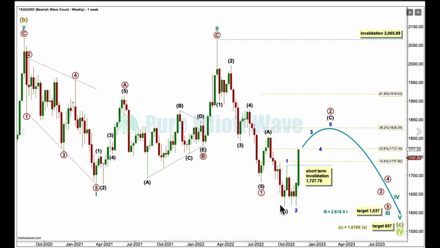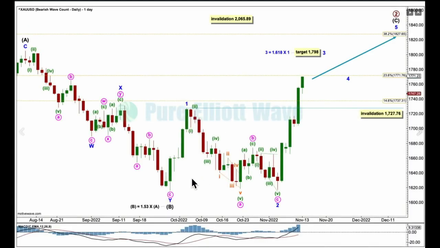Intermediate C must subdivide as a 5-wave structure. Let's take a look at how it's beginning at the daily chart level, this low down here labelled Intermediate B, this point down here. Intermediate C must subdivide as a 5-wave motive structure. Minor 1 and 2 may be complete. Minor 3 is showing strength. MACD supports this wave count. The third wave is showing an increase in upward momentum and range. A target for Minor 3 is for it to reach 1.618 the length of Minor 1 at 1798.